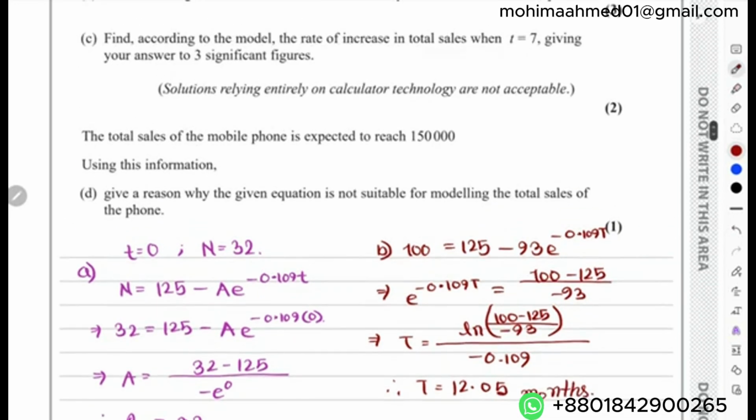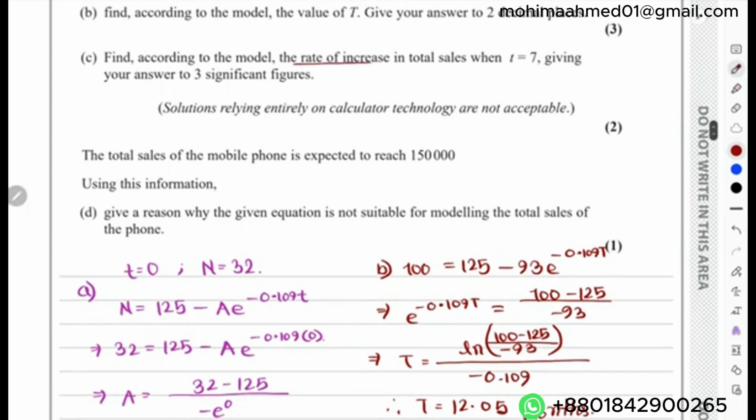For part C, find according to the model the rate of increase in total sales when T is equal to 7, giving your answer to 3 significant figures. Remember that here they're not asking you about the total sales. They're talking about the rate of increase in sales. That means they want you to find dN over dt. You have to differentiate the equation, then input the value t equals 7 into that differentiated equation, and then find the value of dN by dt.